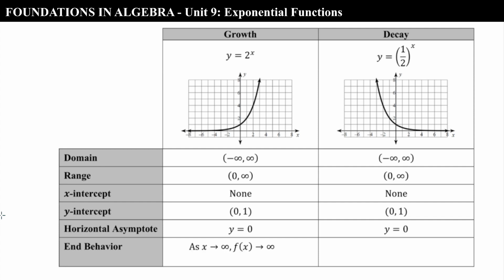But our end behavior does change. As x approaches infinity, f of x approaches infinity on the right side for our growth. We're approaching 0 on the left-hand side. But for decay, it flips. On the right, we're going to 0, and on the left, we're going to infinity. So end behavior is where our difference really lies here. And our increasing and decreasing is also obviously going to be a difference here. In a growth function, we're always increasing, never decreasing. In a decay function, we're never increasing, always decreasing.